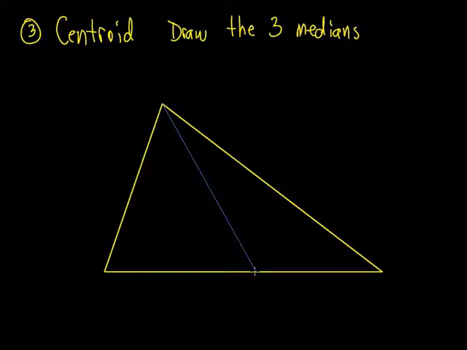Now, it's not perpendicular to it, is it? Because that would be finding the circumcenter, the perpendicular bisector. That right there is the median. It's the median because this and this are equal to each other. It starts at an angle and it goes to the midpoint of the opposite side.